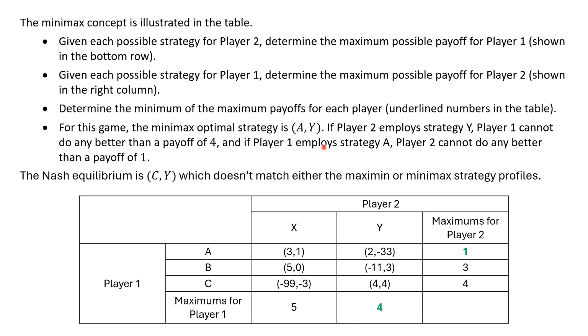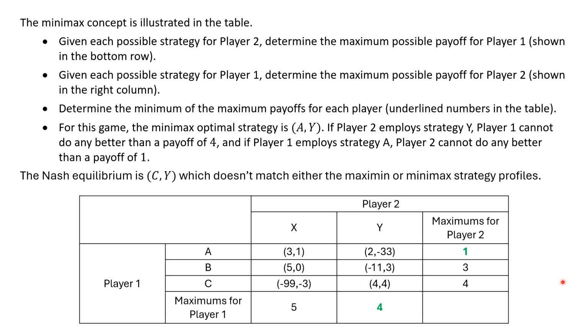And if player 1 employs strategy A, player 2 cannot do any better than 1. And the Nash equilibrium is CY. I didn't go through the analysis. You might want to do it as an exercise, but it's this cell here, 4, 4. And that's neither the maximin, which was here, AX, excuse me, 3, 1, nor the minimax, which was AY, 2, -3.